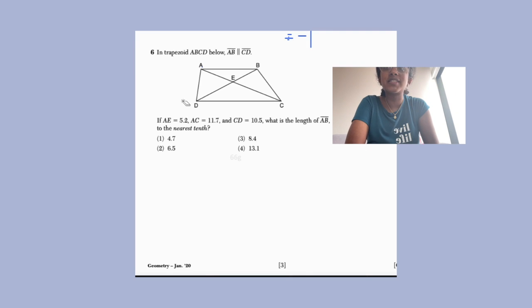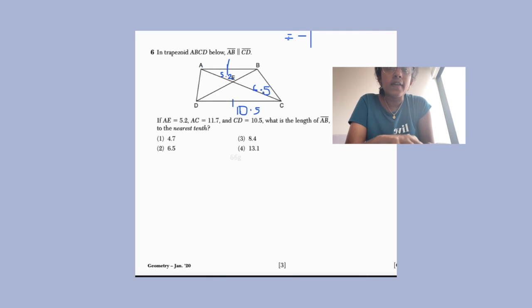Next, let's do number 6. In trapezoid ABCD, AB is parallel to CD, which means they have the same slope and they never intersect. If AE is 5.2, AC is 11.7, and CD is 10.5, what is the length of AB to the nearest tenth? So what is the length of EC right here? That is just 11.7 minus 5.2. That is 6.5.